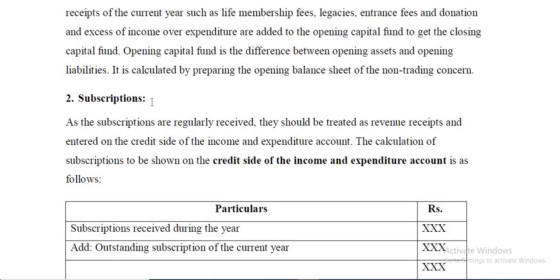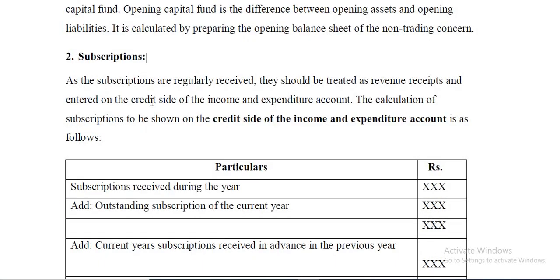Come to subscriptions. So subscription is a regular feature every year. Subscriptions are received from the members. I told you in the case of non-trading concerns, there are no shareholders. Rather, you have members. So subscriptions are received regularly from the members. And they should be treated as revenue receipts and entered on the credit side of income and expenditure account.